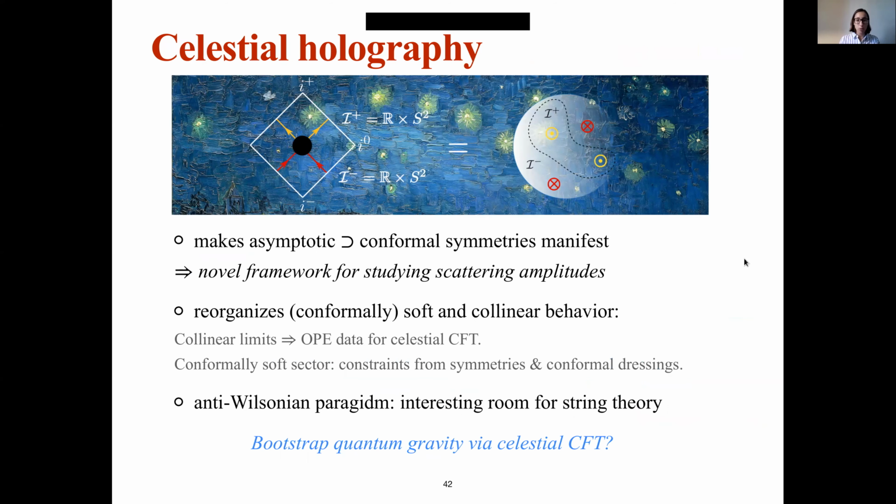I hope I've given some cross-section, and now let me just summarize that. So we want to understand celestial holography, the attempt to get a holographic principle in asymptotically flat space. I've shown you that in this context, the asymptotic symmetries are made manifest, and it gives a new framework for studying scattering amplitudes. The soft and collinear behavior has been reorganized in a way so that we get Ward identities and connect this to asymptotic symmetries. And there's an anti-Wilsonian paradigm going on here, and so there's interesting room for theories of quantum gravity.